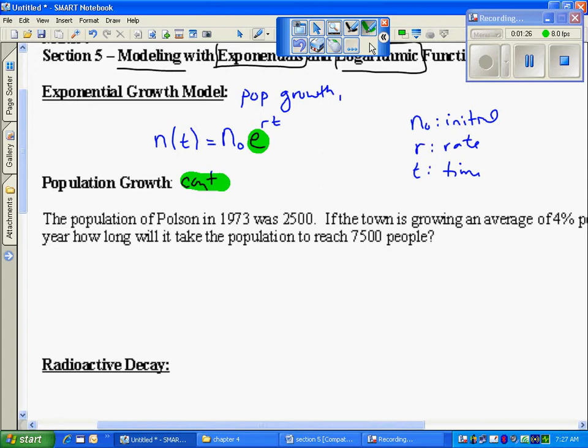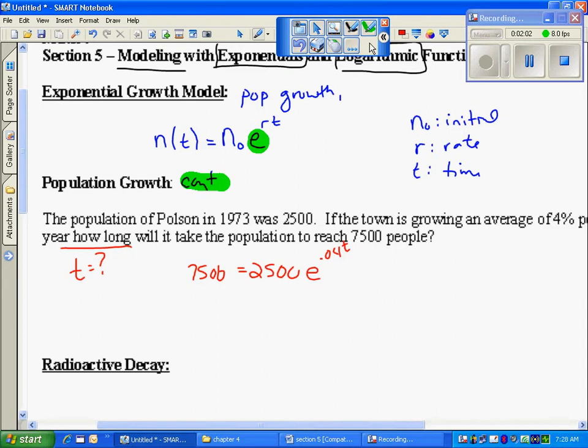So I know my initial population, and I know my ending population. And I want to know how long, so I'm looking for time. So that's going to be my variable in the problem. A lot of people think e is the variable. Remember, e is not a variable. It is a number equal to 2.71828 that occurs in nature. Then it says raise it to the rate, which is 0.04. Don't put 4% or 4. It's always got to be put in decimal format. And raise it to the variable t.